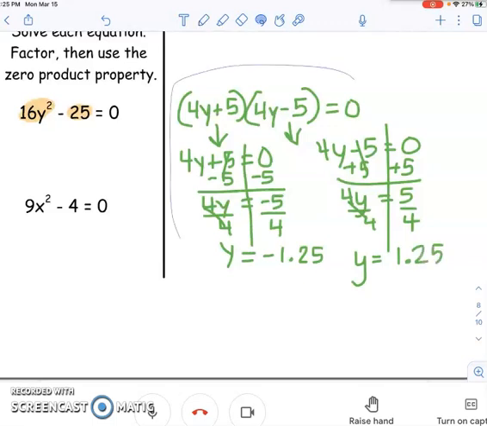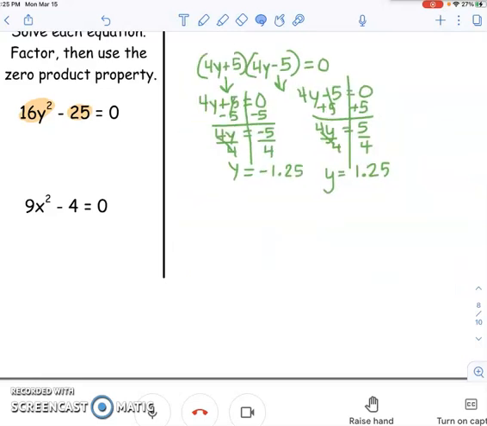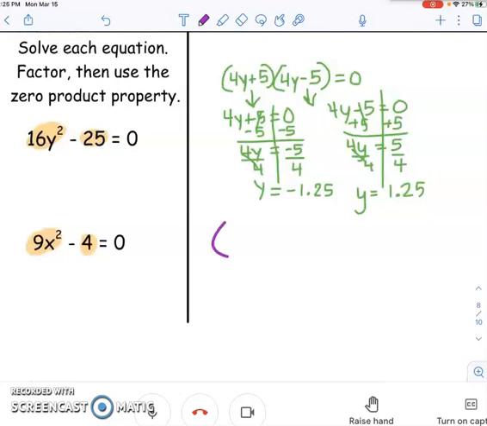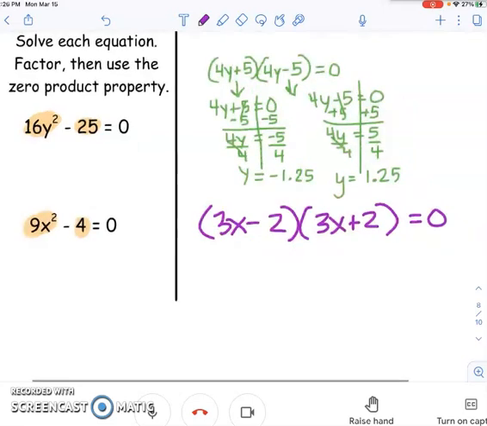All right, I'm going to shrink this one a little. There we go. Okay, second one. Now we've got 9x squared and 4. So 9x squared means 3x is how they both have to start. 3x times 3x is 9x squared. And then 4 is 2 times 2. 1 minus 1 plus.